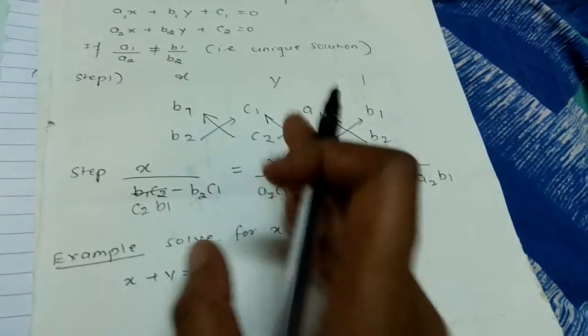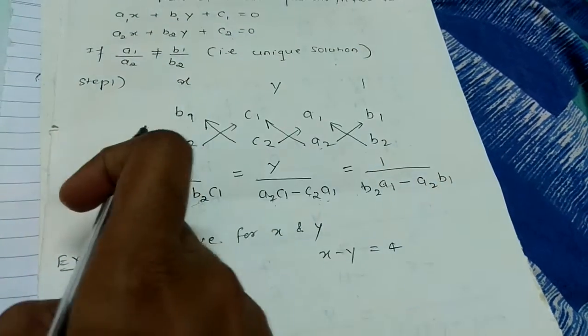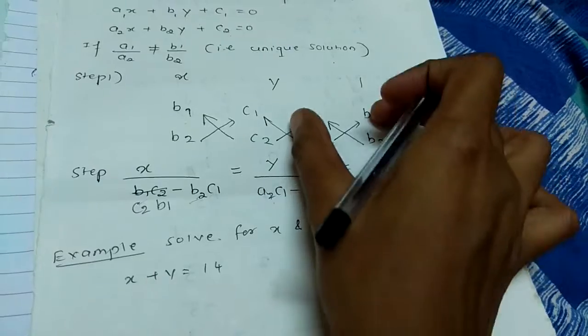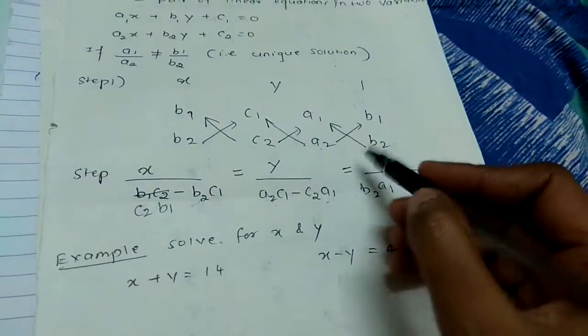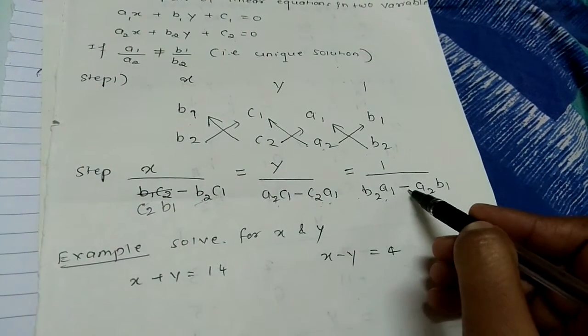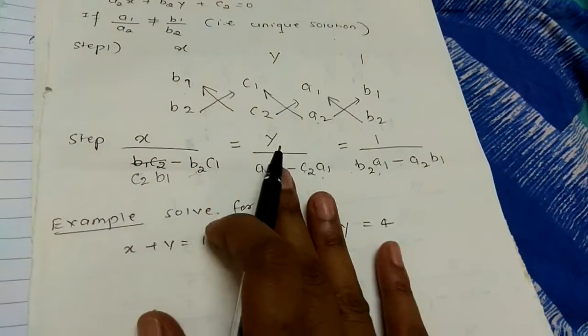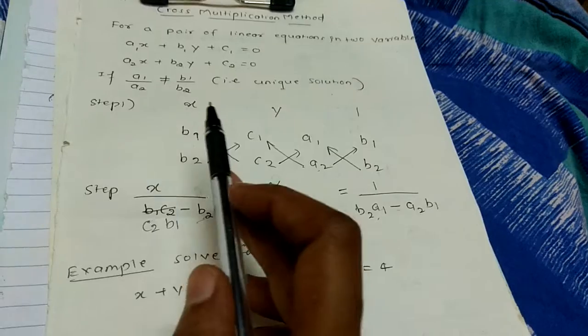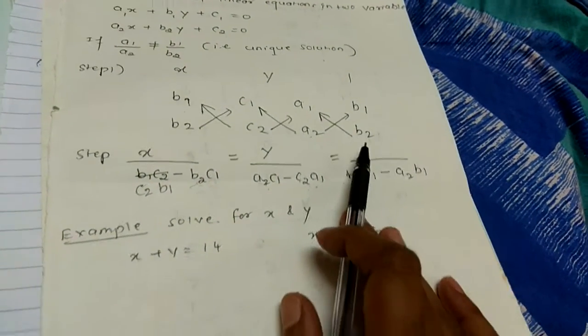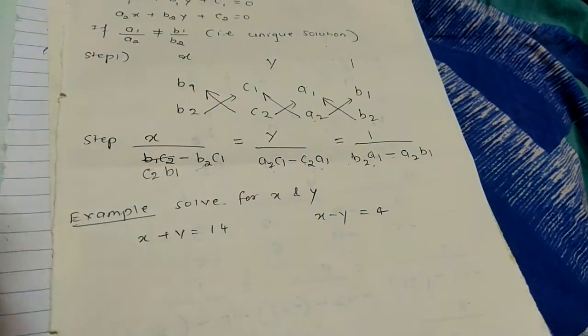Next, read this column. Now concentrate on this: 1 upon b2 a1 minus a2 b1. And this is the formula to get the cross multiplication method. So now let us start with examples.